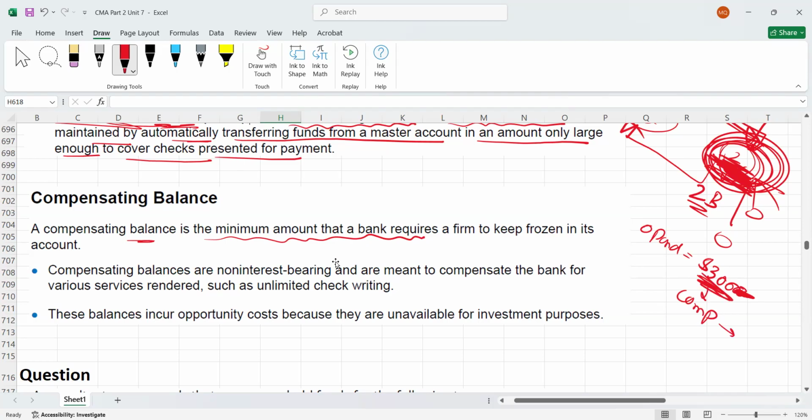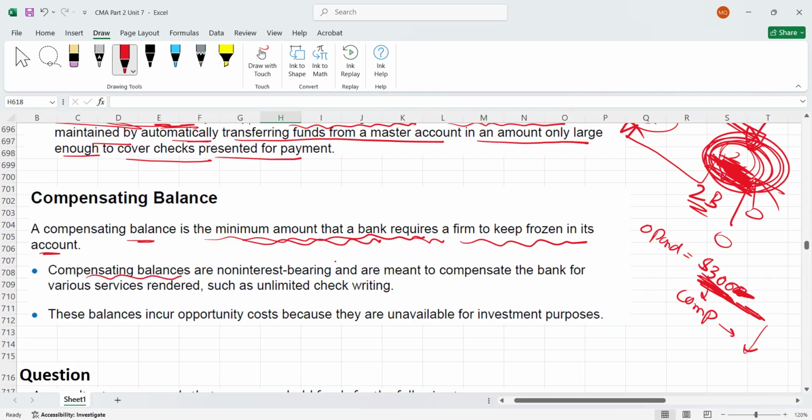So a compensating balance is the minimum amount that a bank requires a firm to keep frozen in its account. Why does the bank want this minimum amount? Because sometimes the bank wants to deduct charges, and what if you don't have the amount in the account? The bank would have to wait. So they ensure that you have sufficient funds in your account so the bank can deduct its charges, for example charges for unlimited check writing, etc.